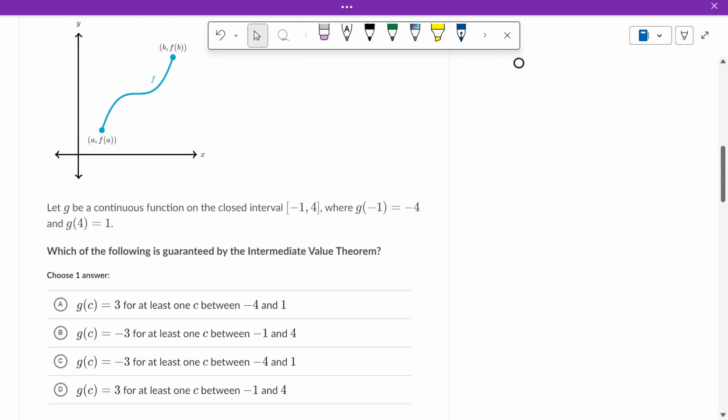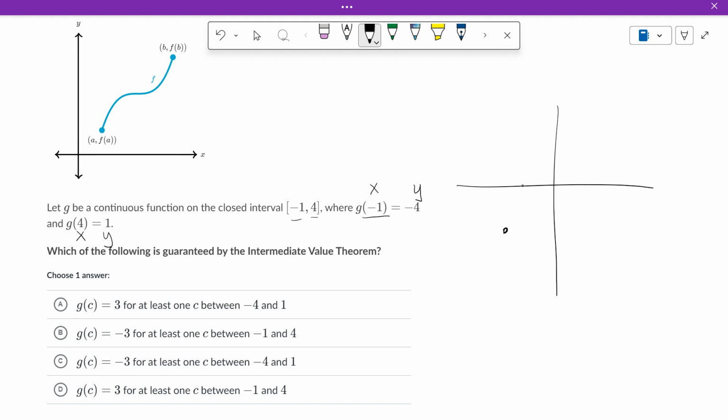So here's a continuous function on the closed interval of -1 to 4, where g of -1, this is the x value, equals -4, this is the y value, and g of 4, this is the x value, equals 1, this is the y value. So at -1, we're at -4, and at 4, we're at 1. So we don't know what's going on in between here.